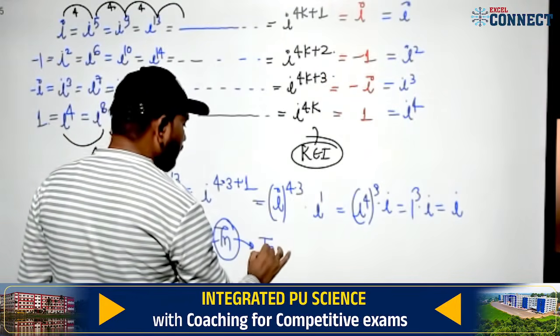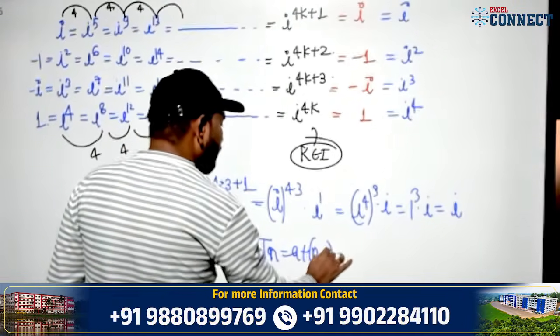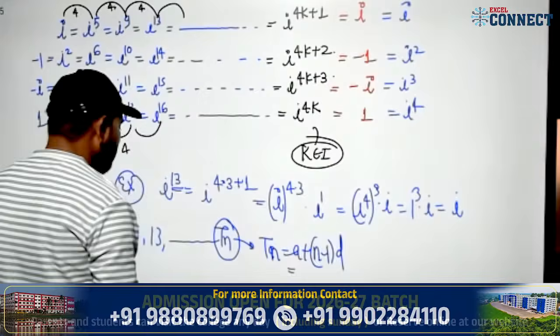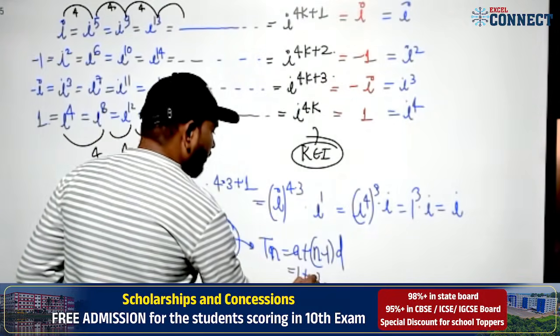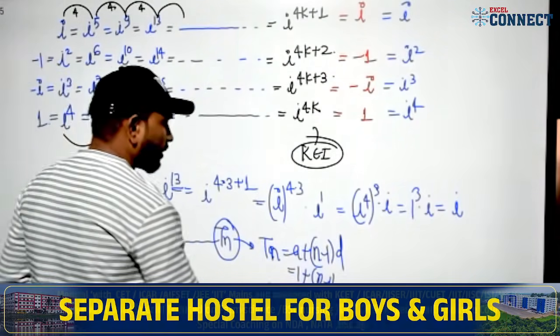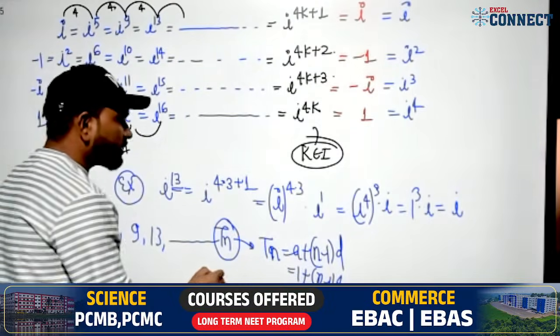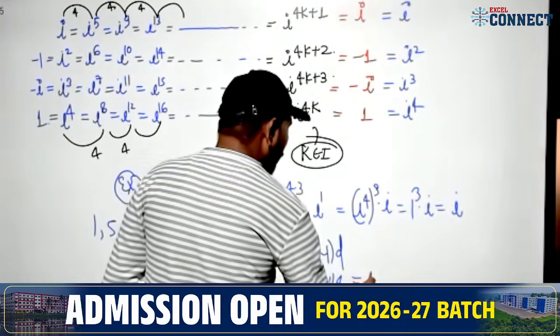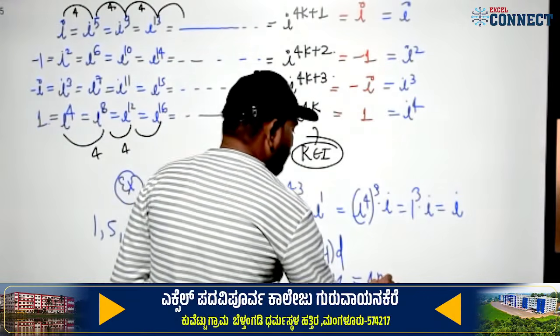Tn is equal to, as you studied, a plus n minus 1 into d. Here a is the first term, which is 1, plus n minus 1, since there are n terms, into d. d is 4. So this is coming as 4n, and minus 4 plus 1, so this is minus 3.